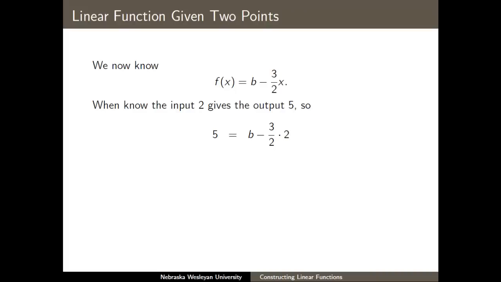So if I choose x equals 2, then I get f of x equals 5. And then I have an equation in just a single unknown. So simplifying the right-hand side, I have 5 equals b minus 3. And moving the 3 over to isolate b, I found that b is equal to 8. And that tells me that the linear function was actually 8 minus 3/2 x.